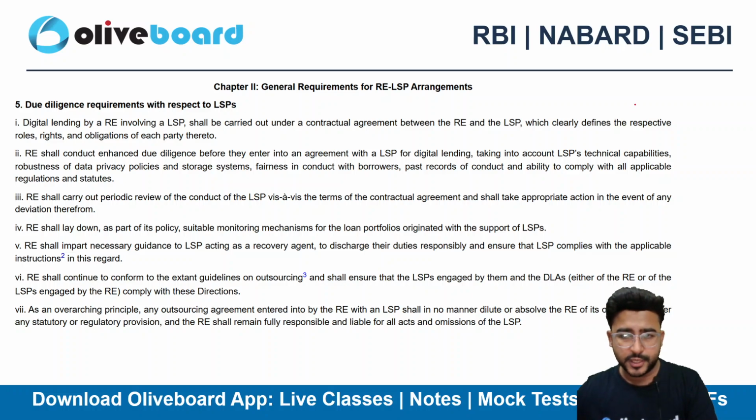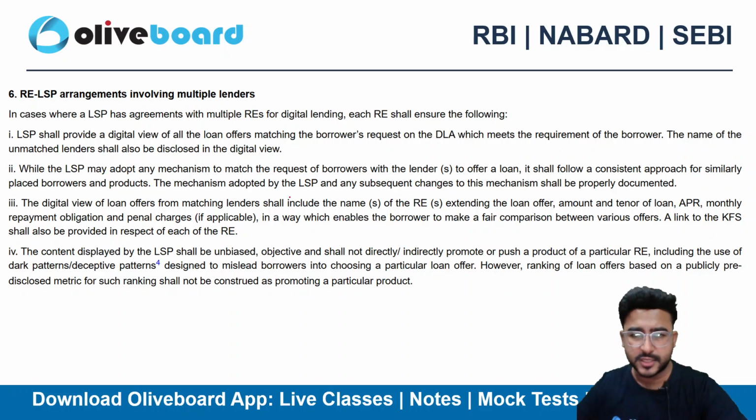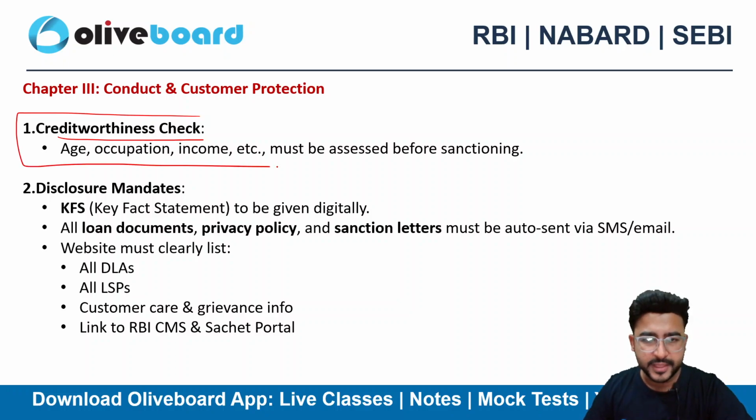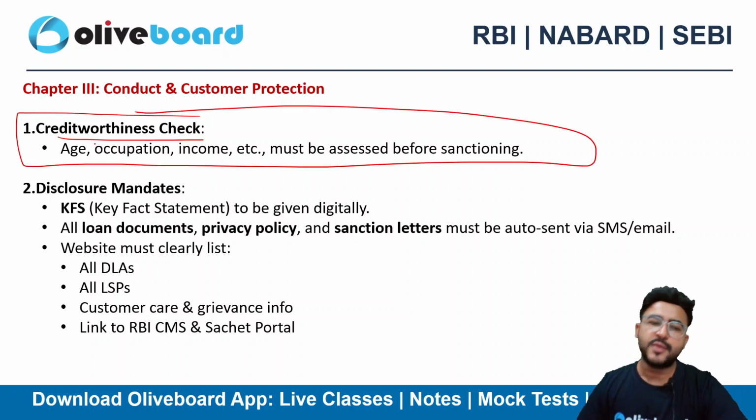So whatever we discussed is mentioned in the circular here itself. I have pasted the screenshots as well related to circulars, right? Conduct and customer protection, a creditworthiness check should be there before approving the loan lending. A creditworthiness check is essential here, right? That's what is mentioned in chapter 3 here.